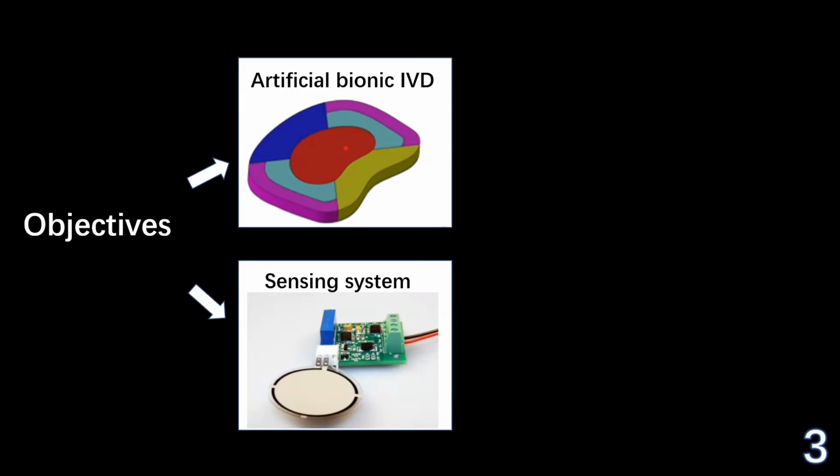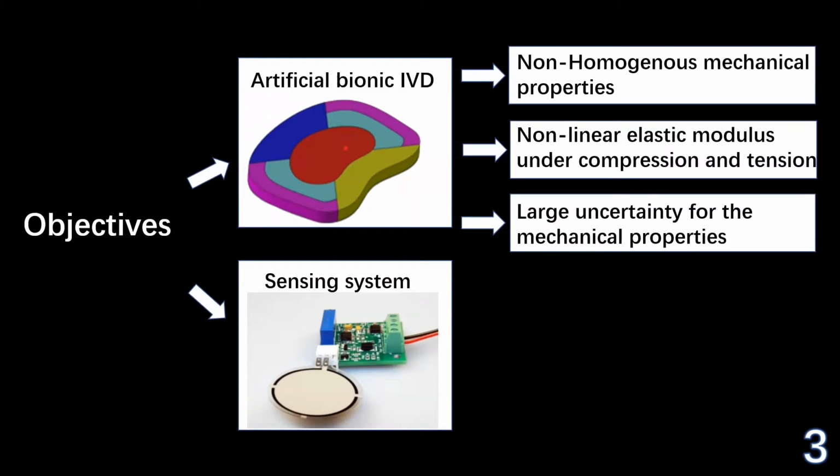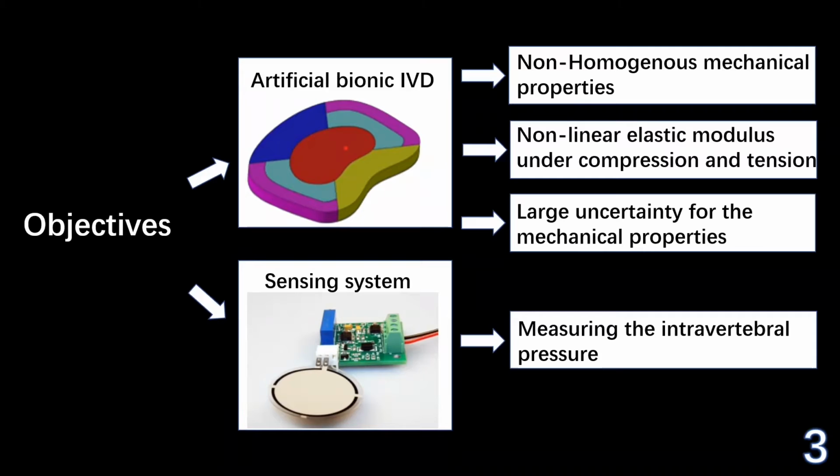To obtain a good artificial IVD, there are three critical requirements that must be met. First, the IVD has non-homogeneous mechanical properties. A lot of current IVD designs are using homogeneous material. However, the human IVD has significant non-homogeneity in different sections. Second, the human IVD has a nonlinear elastic modulus under compression and tension. Third, as people in different gender and age groups would have very different IVD properties, large uncertainty will be introduced in our design. To measure the response pressure, the sensing system must be calibrated and integrated.